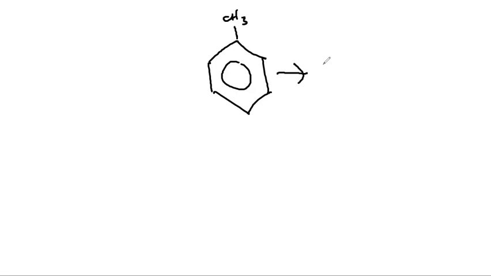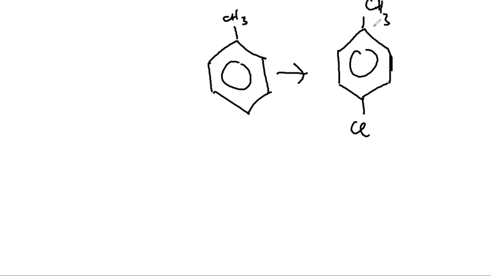So let me begin with this. For example, I have this one, benzene, all right? More precisely, methyl benzene. I have methyl. So if I wish to convert this one to this form, okay, this form, what's the reagent and condition needed?